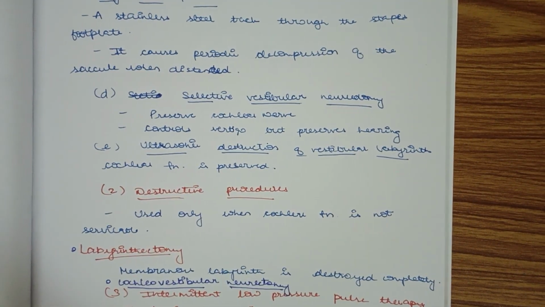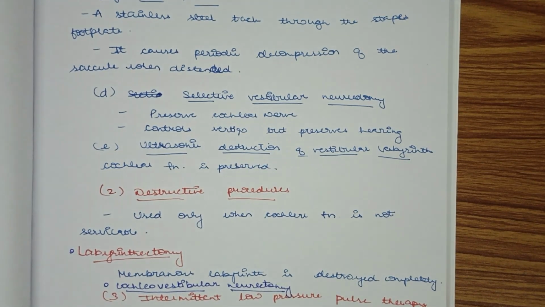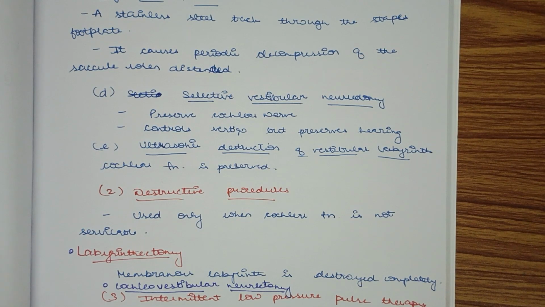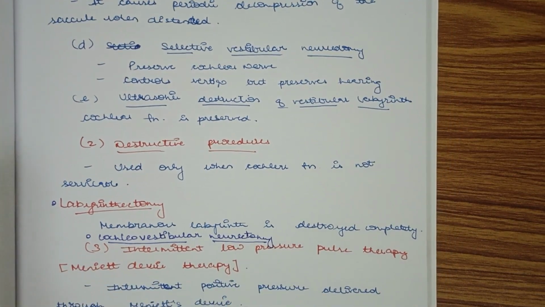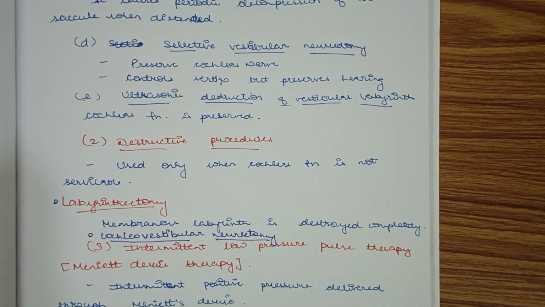Selective vestibular neurectomy. In this, the cochlear nerve is preserved, but the vestibular nerve alone is cut. We know that the eighth nerve is divided into the cochlear and vestibular nerves. So after preserving the cochlear nerve, only the vestibular nerve will be sectioned. So this will control vertigo but preserve hearing. Ultrasonic destruction of the vestibular labyrinth. So again we are destroying the vestibular labyrinth but cochlear function will be preserved.